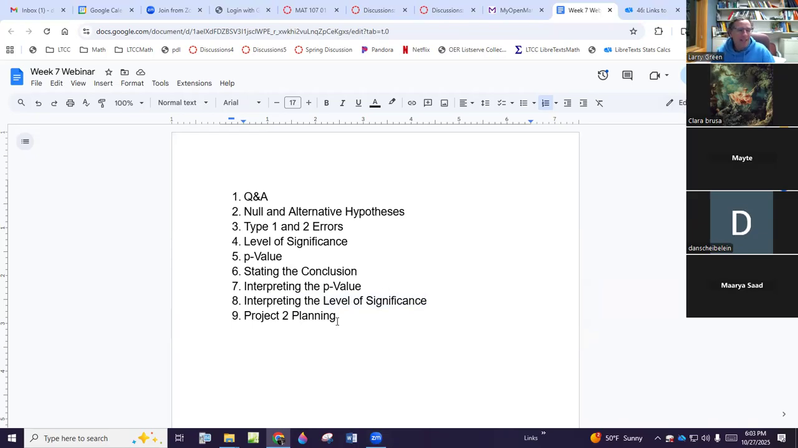And then we'll talk just the basics of Project 2. We're not quite ready for Project 2 yet. Project 2, it turns out, is on Chapter 10, and we're on Chapter 9 right now. But we can start thinking about Project 2. You just can't do details yet. So I'll talk about it.